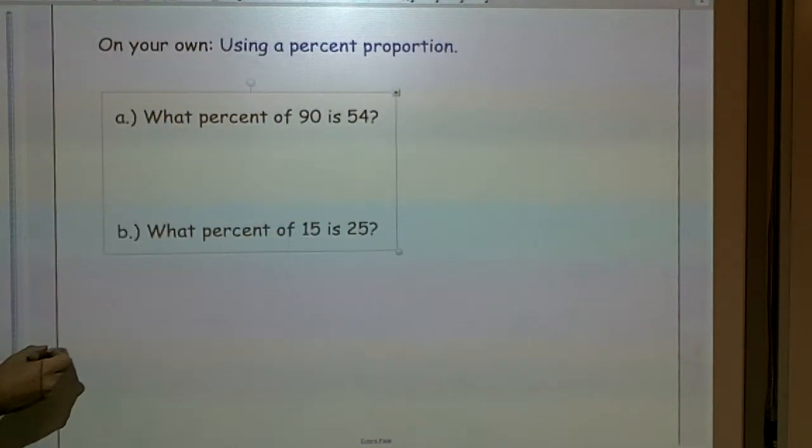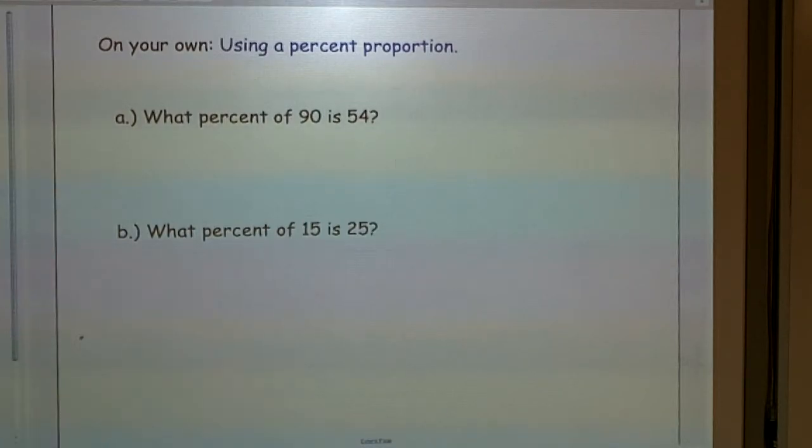Now let's try a couple more. Alright. If you want, you can pause the video for a little bit and try these on your own. We will solve them. What percent of 90 is 54? So again, if you want to pause the video, try these on your own, and then we'll go through the answers. What percent of 90 is 54?